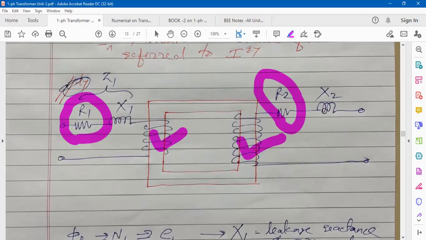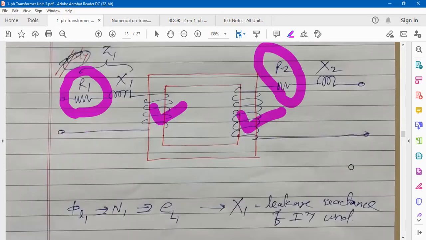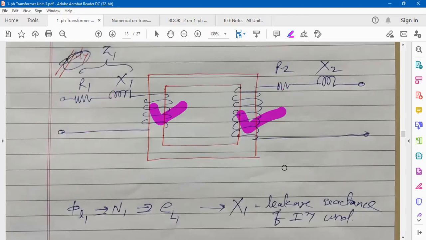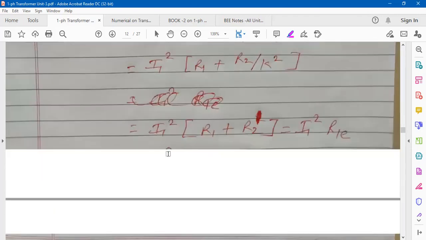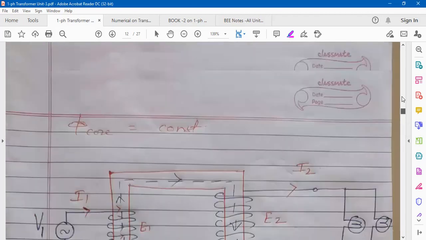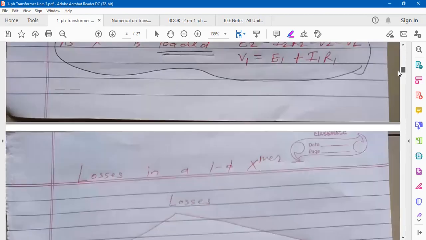So what is this X1 and X2 that we'll see? We have seen about the leakage flux. Okay, if you remember, we'll show you this one, page 12. Leakage flux will show you.